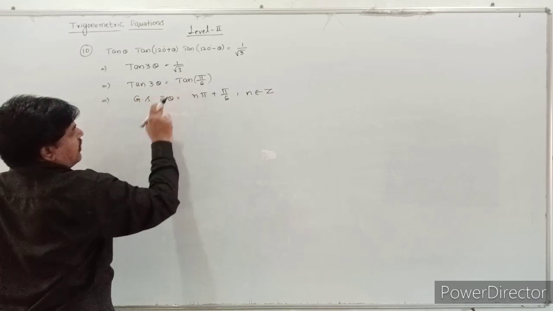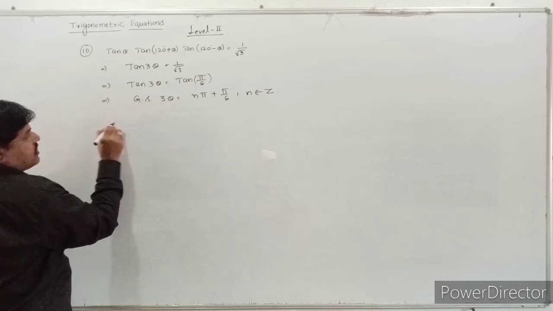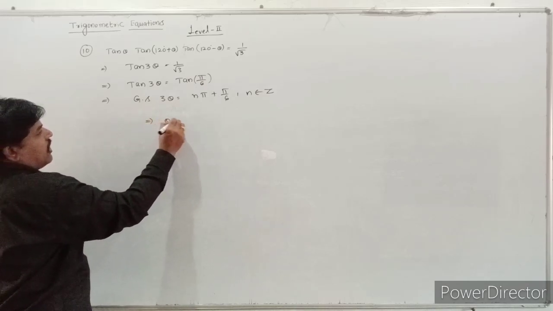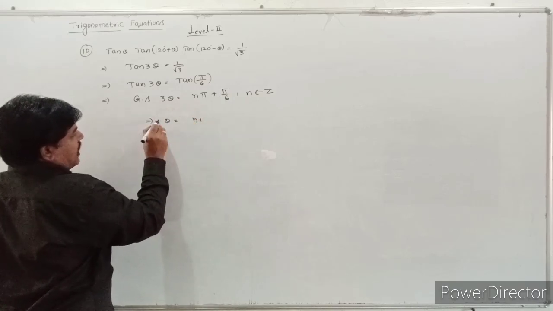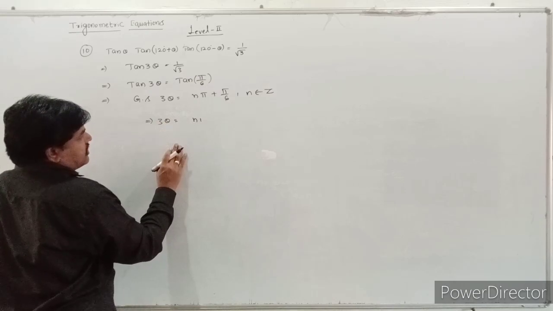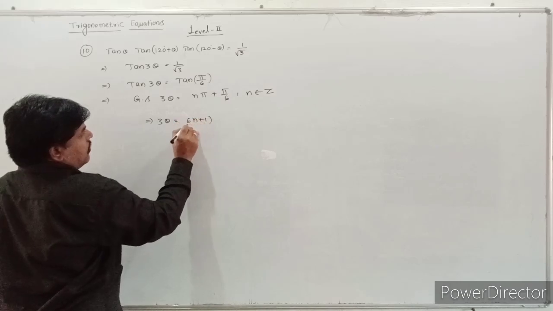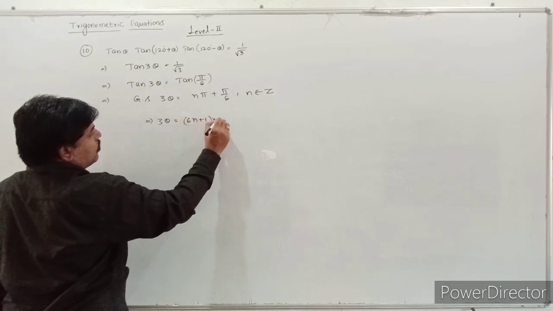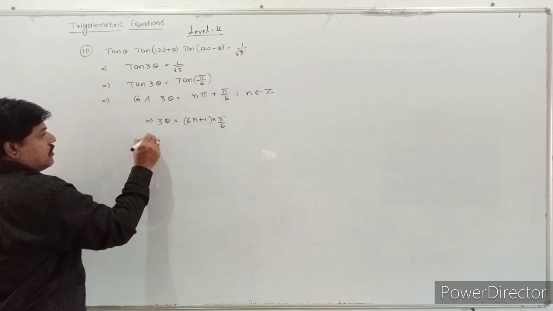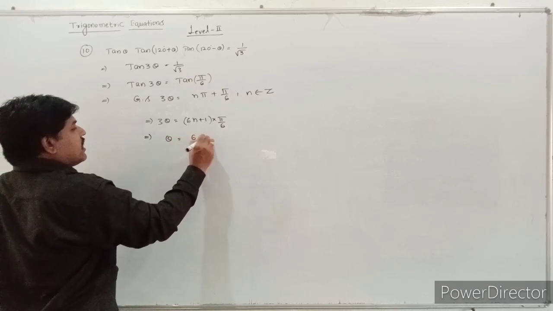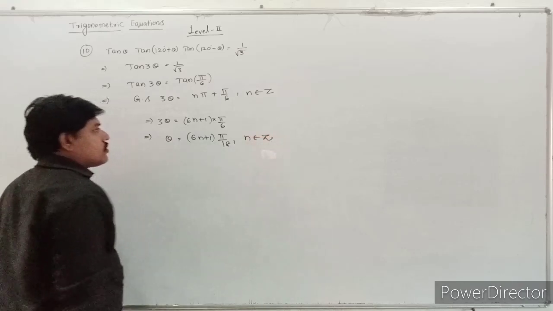If tan theta is equal to tan alpha, then theta is equal to n pi plus alpha. Here we have 3 theta, so that implies theta is equal to that divided by 3. First I will take the LCM, which is 6. It will become (6n plus 1) into pi by 6. Take the 6 LCM and take the pi common: (6n plus 1) into pi by 6. That implies theta is equal to (6n plus 1) into pi by 18, n belongs to Z.